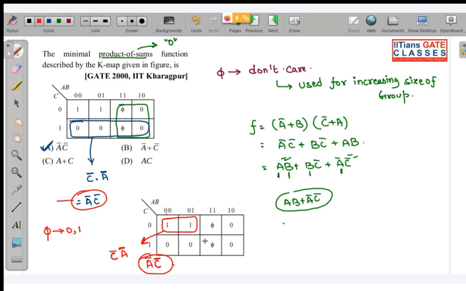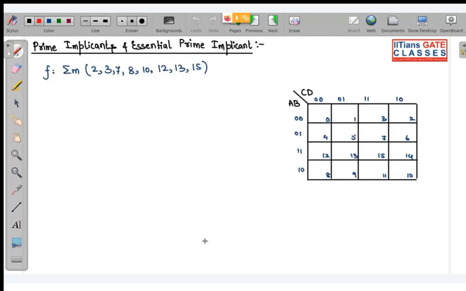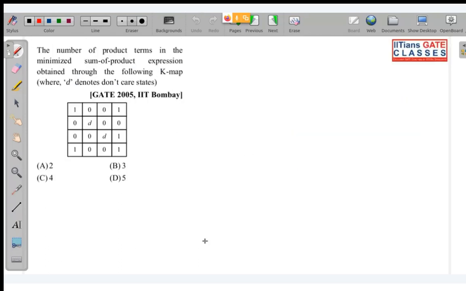Okay. Now let us go to this question. Tell me what will be the answer very quickly. So Shubham, did you understand where you were making the mistake? Yes, sir. Okay, so now solve this question everyone quickly. After that I need to discuss implicant, prime implicant, essential prime implicant.